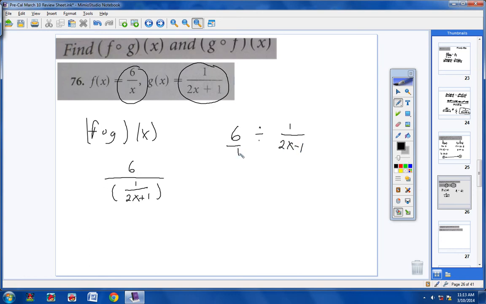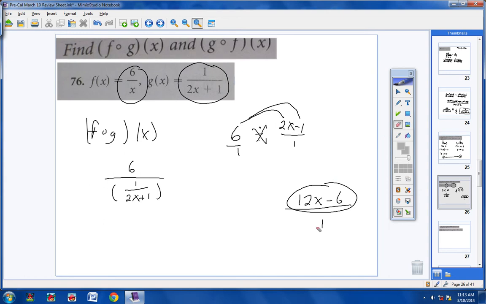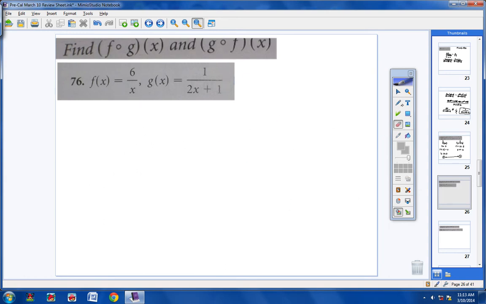So really put the 6 over 1, and then we're simply going to take this fraction here and flip it. And then multiply. Not too bad. So 1 times 1, of course, is 1, and then 6 times 2x minus 1 would be 12x minus 6. 6 times 2x, 6 times negative 1. And it's over 1, so really your answer is 12x minus 6. That's not bad. That's f of g of x. Now let's take a look at g of f of x, okay? And again, I'm using a different notation, so you're used to that.